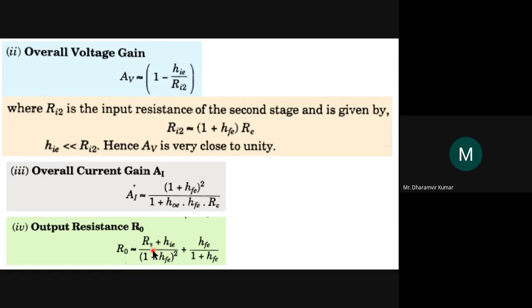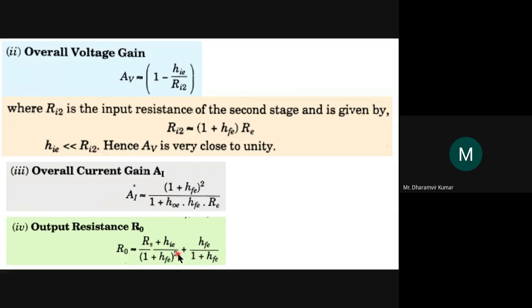This is RS, sorry. RS plus HIE by 1 plus HFE whole square plus HFE by 1 plus HFE. Now, can we analyze this? Can we have an idea about this? HFE is beta. Beta is generally high as compared to 1. So this whole term would be approximately equal to 1.